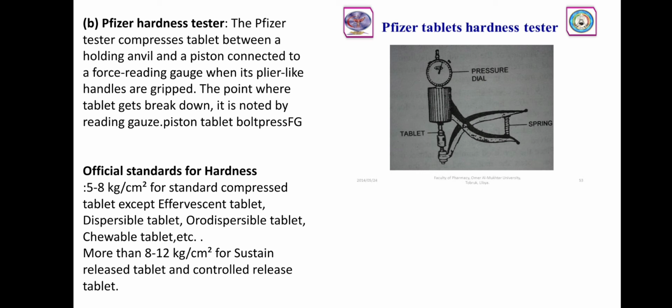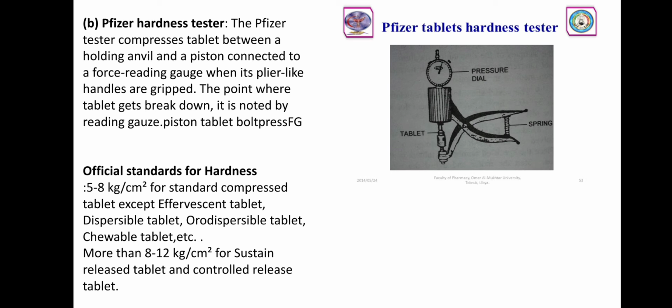Pfizer hardness tester. The Pfizer tester compresses the tablet between a holding anvil and a piston connected to a force reading gauge. When its plier-like handles are gripped, the point where the tablet breaks down is noted by the reading gauge. Parts: piston, tablet, bolt, press, force gauge.